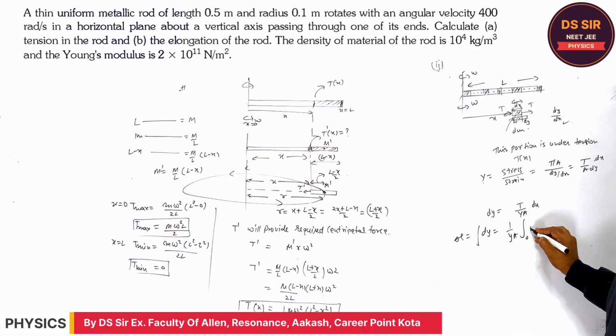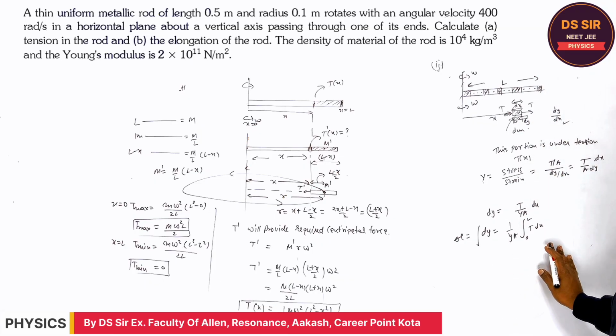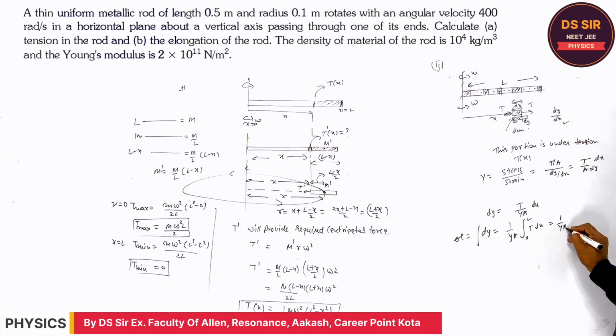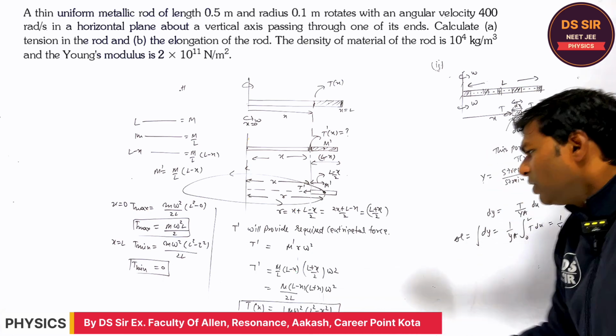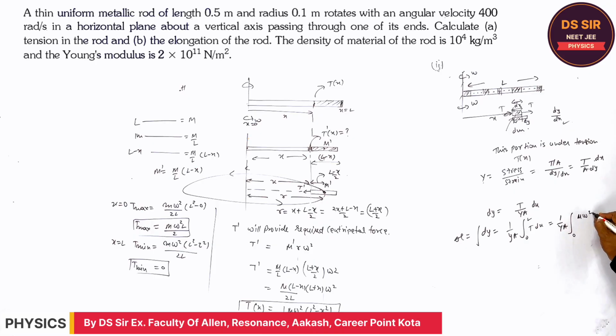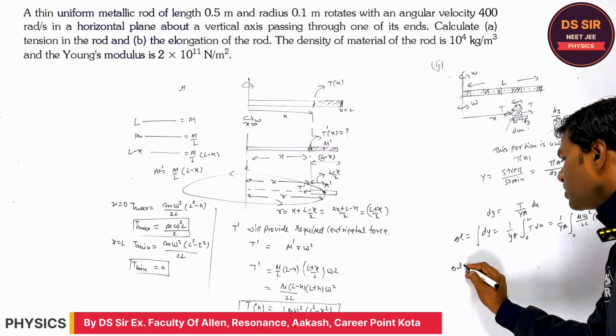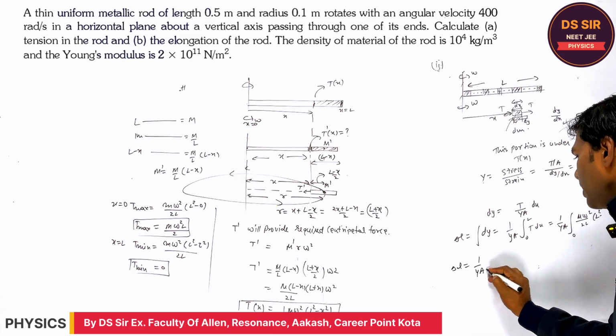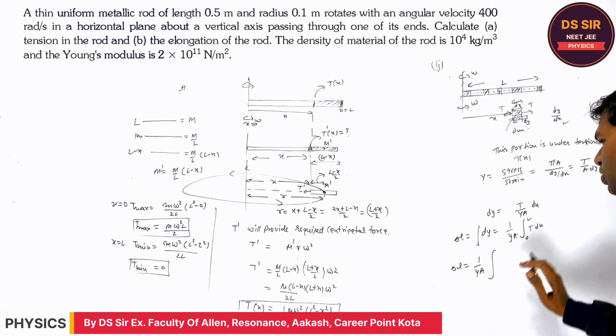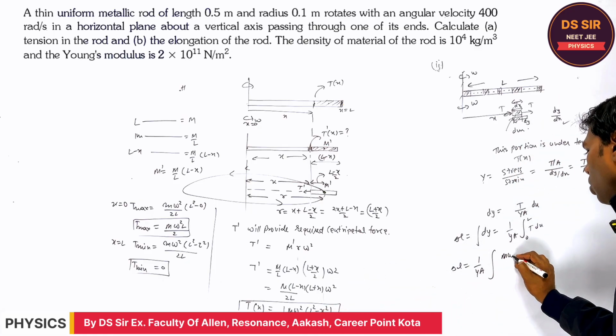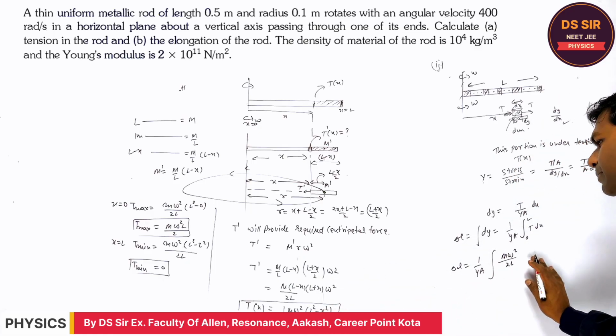From 0 to L you have to integrate. So this is Y. What is the value of tension? The tension value is m omega square upon 2L, times (L square minus x square). So delta L is equal to 1 upon Y, and the tension is m omega square upon 2L.